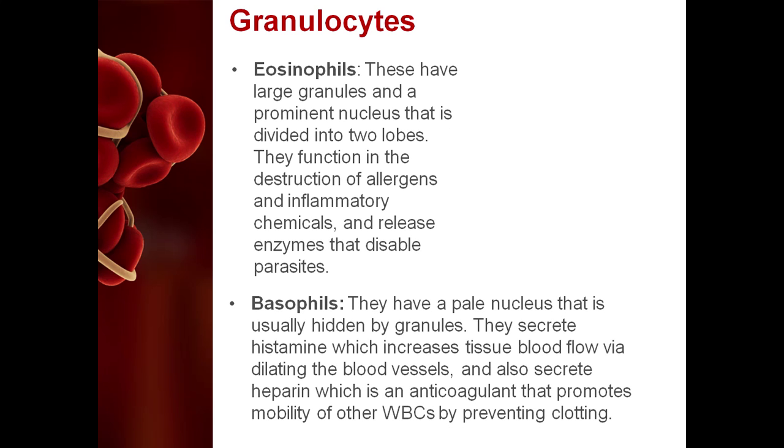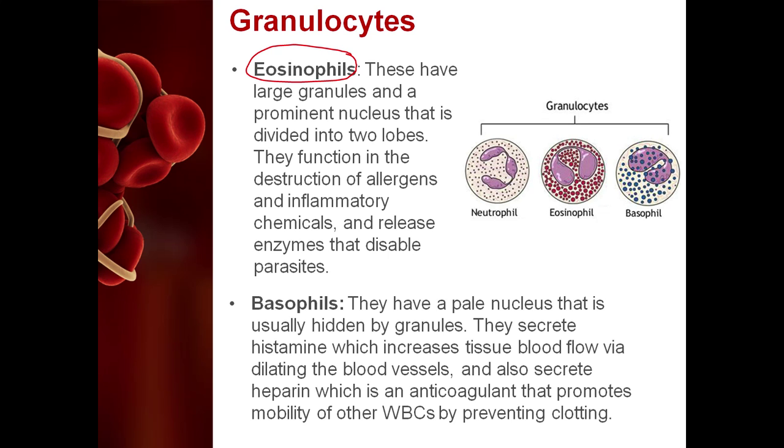The second type, eosinophil. This is the second type of granulocyte. These have large granules and a prominent nucleus that is divided into two lobes. They function in the destruction of allergens and inflammatory chemicals and release enzymes that disable parasites.